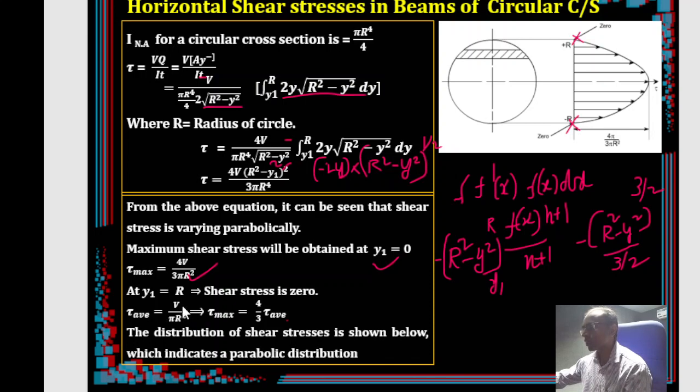Average shear stress formula is generally shear force by area of the circular cross section, simply v by pi r square. So tau max is 4 third into tau average. Okay, 4 third into tau average you will be getting, and that means it is 1.33 times or 4 by 3 times the average shear stress. Okay, so that's all about the shear stress variation in the case of circular cross section, right? So that's the target for us, that we have completed.